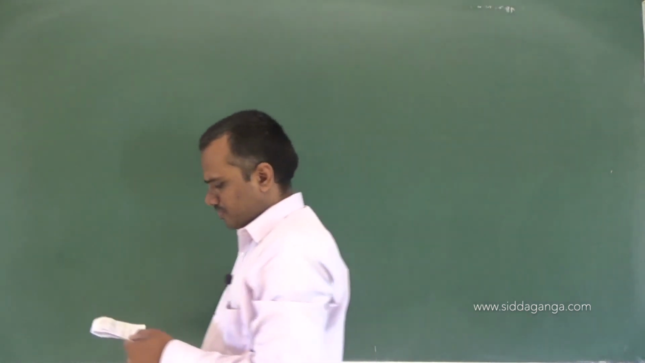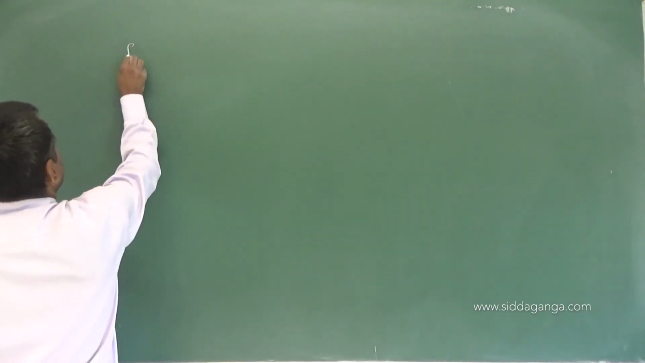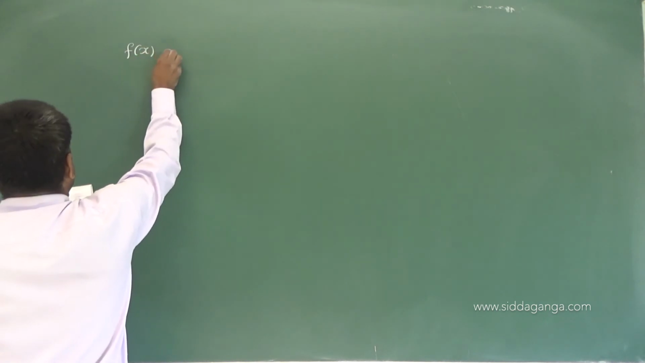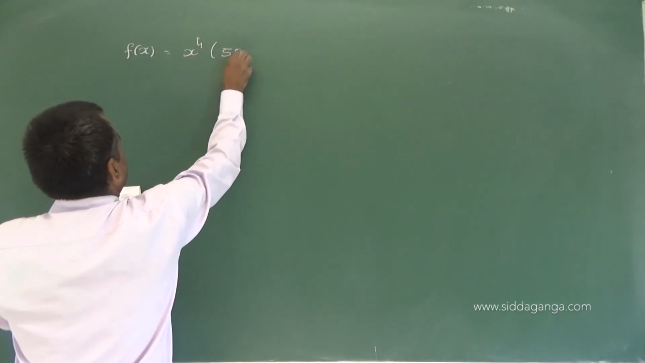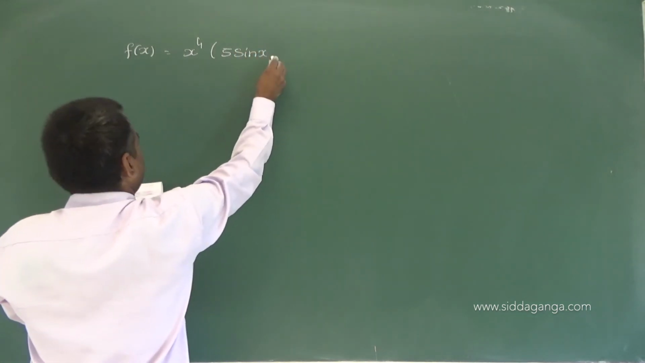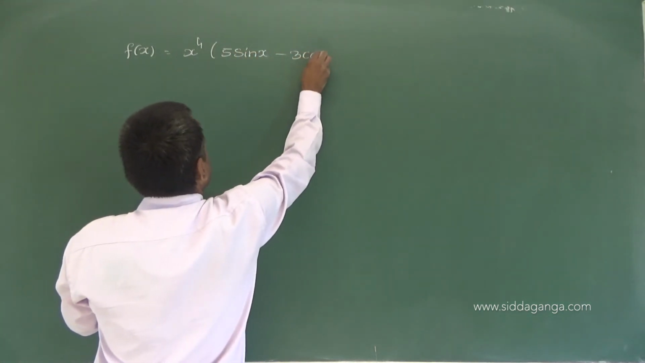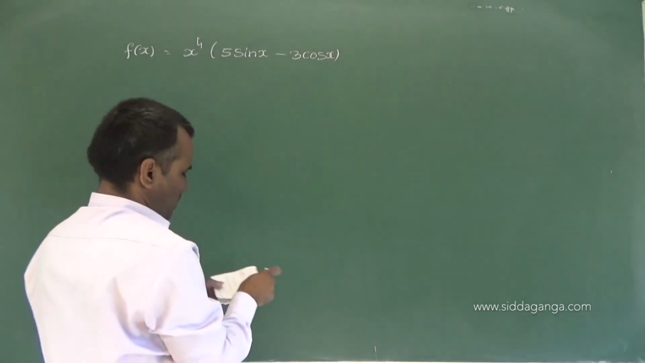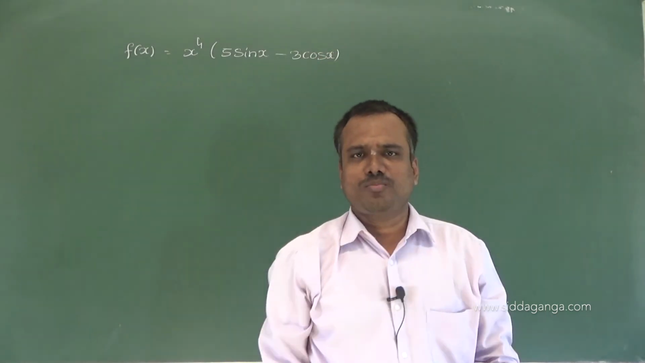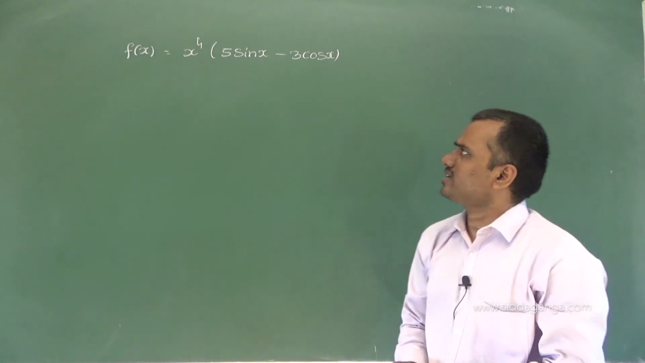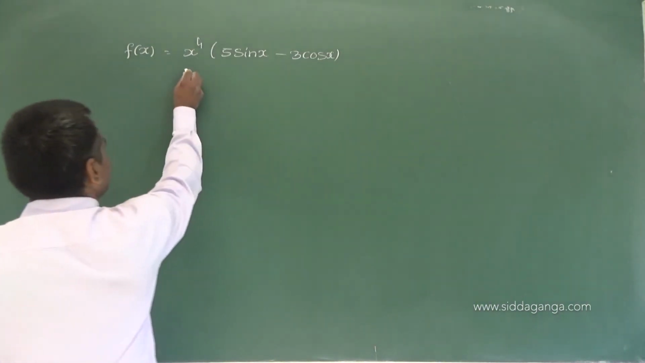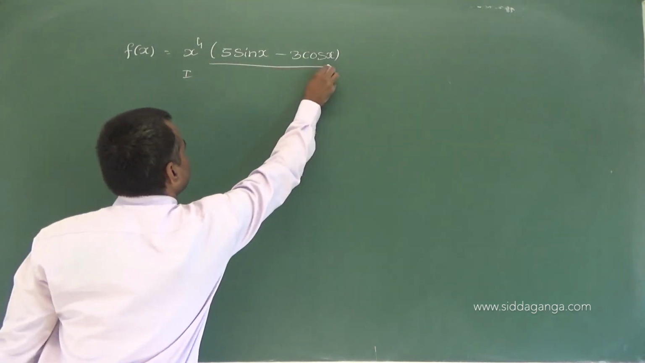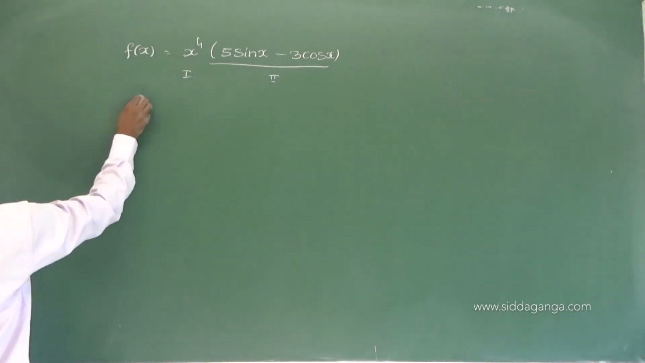Next problem, f(x) is equal to x to the power 4 into (5 sin x minus 3 cos x). Product rule. This is the first function. This complete expression we treat as the second function.